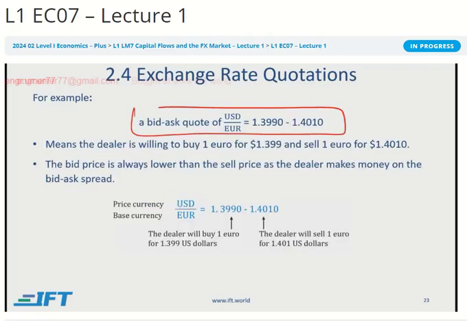So another example here with euro in the base and USD in the price, and clearly they are having a decent spread over here. 1.3990 for buying and 1.4010 for selling. That means the dealer is willing to buy each euro for $1.399 and willing to sell for $1.401. So that is the ask, and this is the bid.